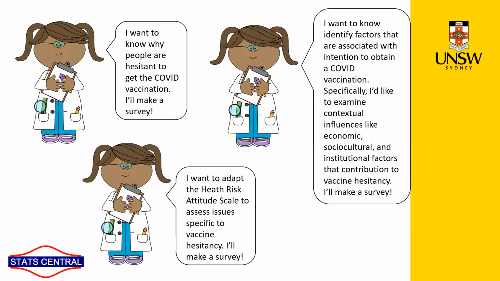And finally, our last person is going to rely on previously researched scales, the health risk attitude scale, and she's going to create some items that are very similar to the items in that scale, but really aimed at assessing vaccine hesitancy. So all of these people are asking a question about vaccine hesitancy, but their research goals are really quite different. So a good survey is really going to look quite different for each of these people.